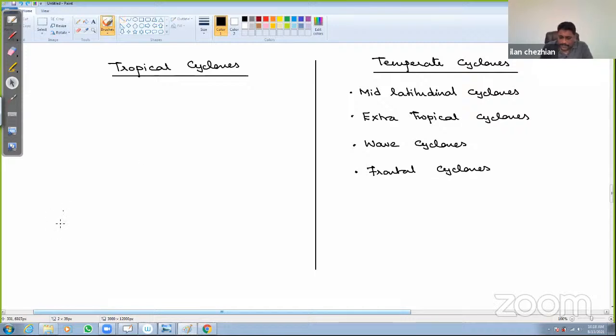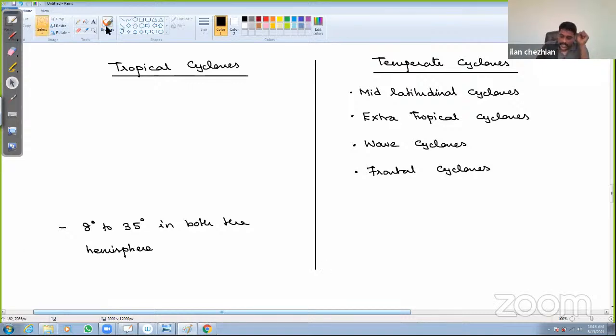Number one, locationally speaking, where exactly do I have tropical cyclones? Tropical cyclones happen between 8 degree to 35 degree in both the hemispheres. That's the reason. They are confined to the tropical latitudes, and that's the reason they are called tropical cyclones.